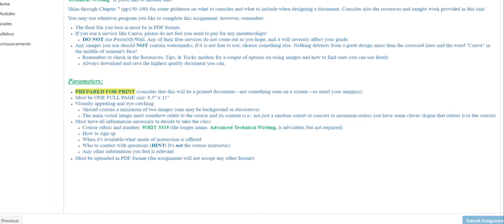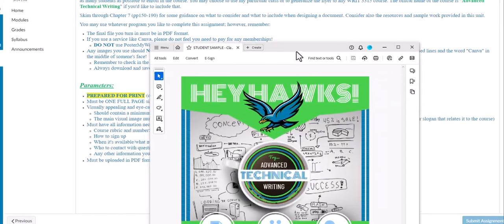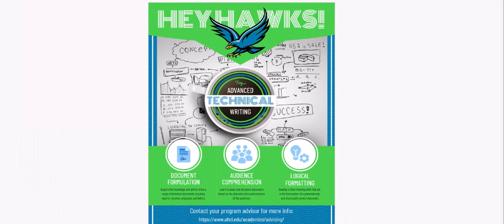Let's look at one prior student work sample. This one is available for you to examine more closely. One of the things that I like about this is that it is very stark and vivid. It definitely catches your eye. It stands out. They have "Hey Hawks, we're the Hawks," and they have the Hunter Hawk logo right up at the top.